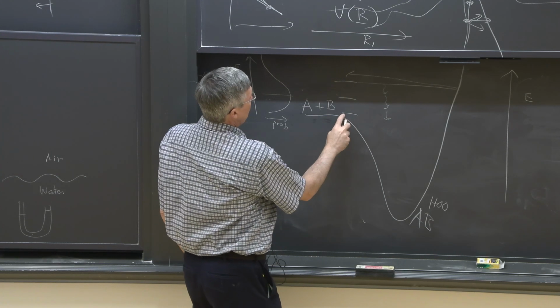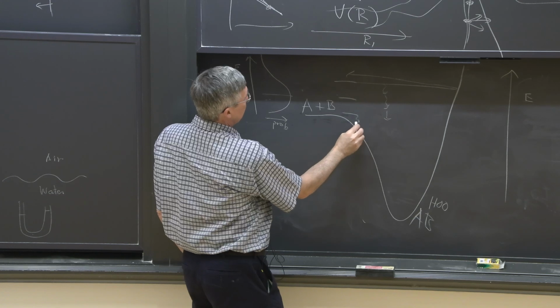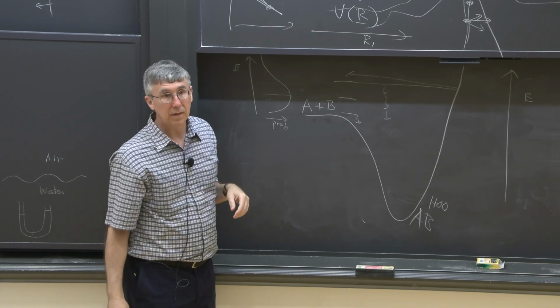The ones that come in with energies close to the dissociation limit only need to suffer one weak collision to give up enough energy that now they're trapped in the well, and they won't be able to come out. Is that all right?